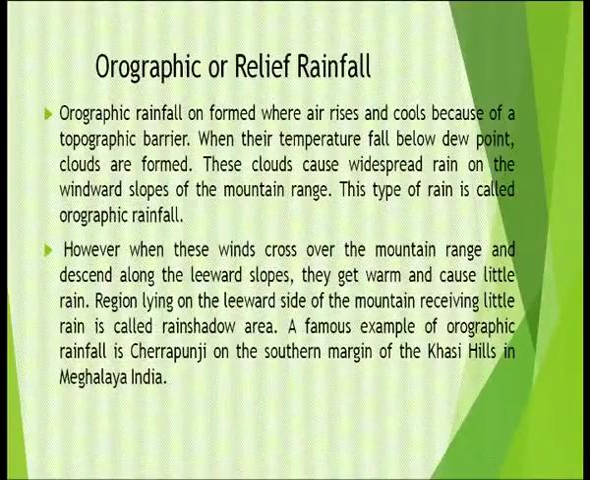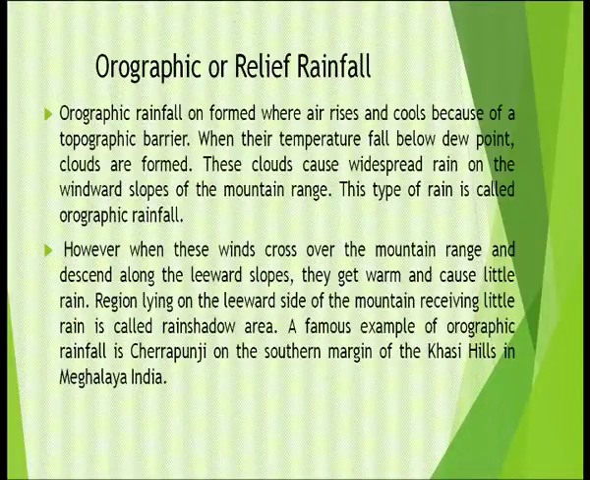The second is orographic or relief rainfall, which is formed where air rises and cools because of a topographic barrier. When their temperature falls below dew point, clouds are formed. These clouds cause widespread rain on the windward slopes of the mountain range. This type of rain is called orographic rainfall.